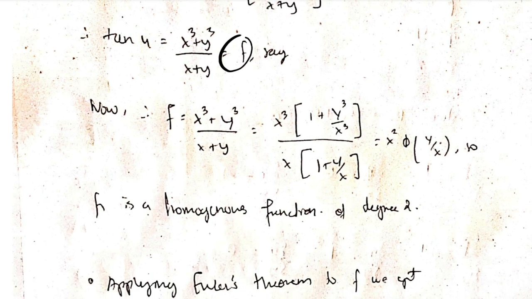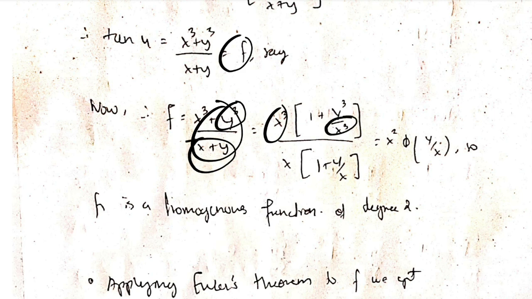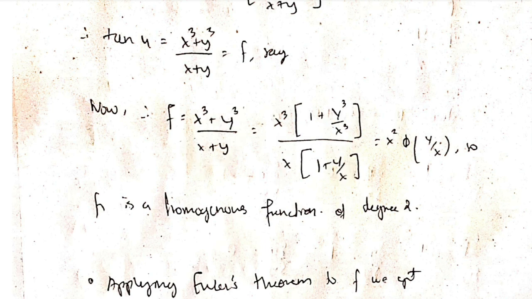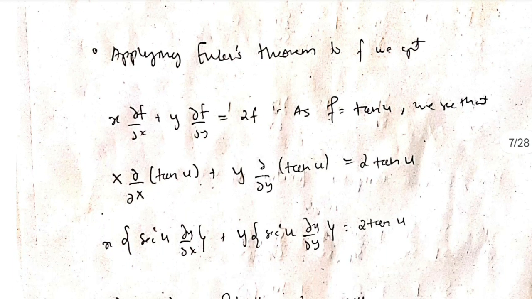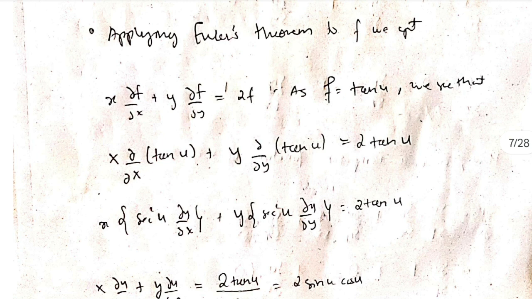So you'll take this as f, and f is written as this one. Take x cube common from here, so you'll get y cube by x cube here, and take x common from here, you'll get x by 1 plus y by x. Okay, after you cancel this one, you'll get 2 here, right? So it is the homogeneous function of degree 2. You should get y by x here, and whatever answer you get here in the terms, that's the degree. Okay, after you get that, we need to get the answer as 2f.